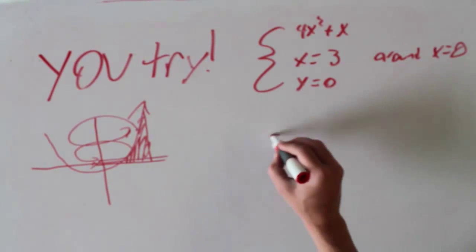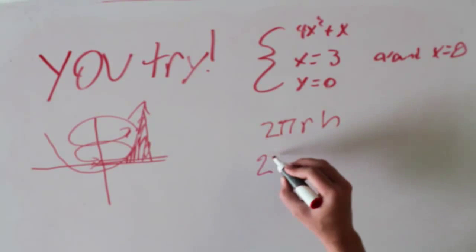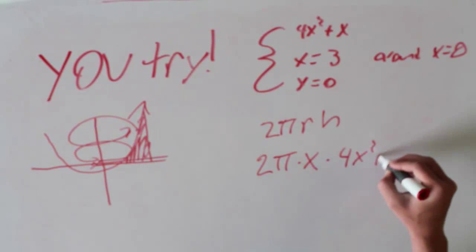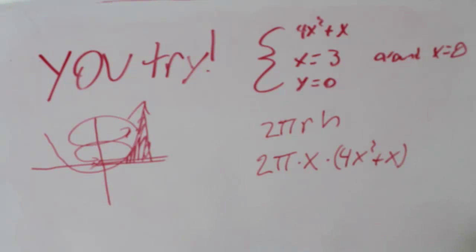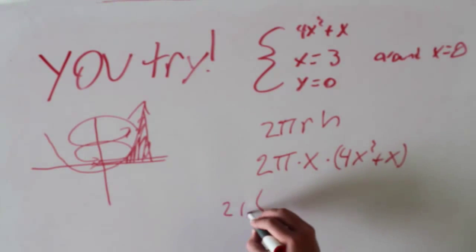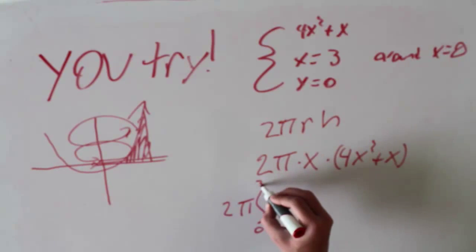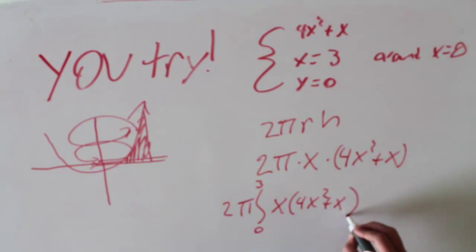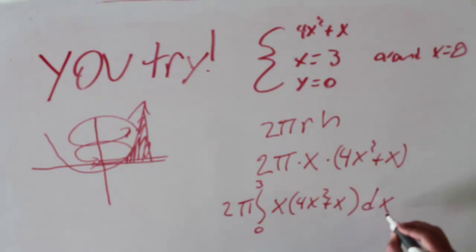Now let's write out the equation. 2 pi rh. We're going to sub in right now. R is just x. H is 4x squared plus x. Now let's put it into integral form to help us calculate. From 0 to 3, our side boundary is x equals 3. That's where the 3 comes from. And don't forget the dx.